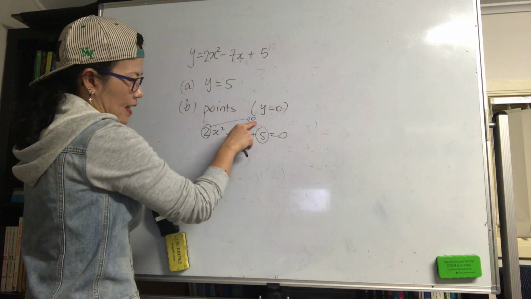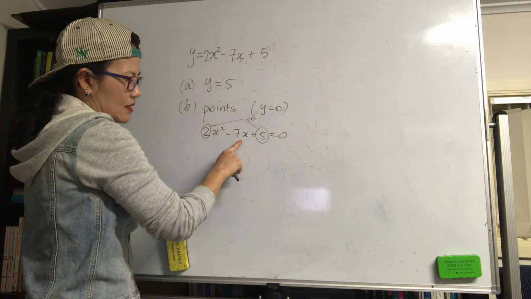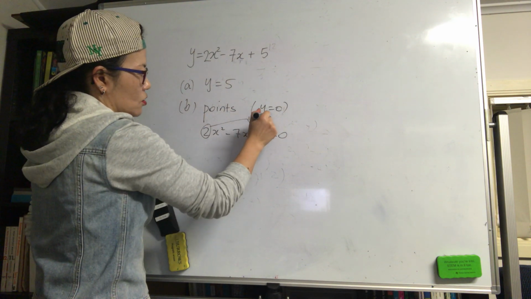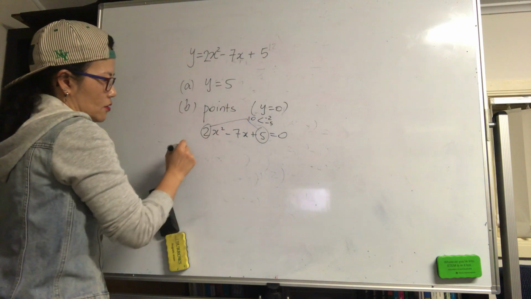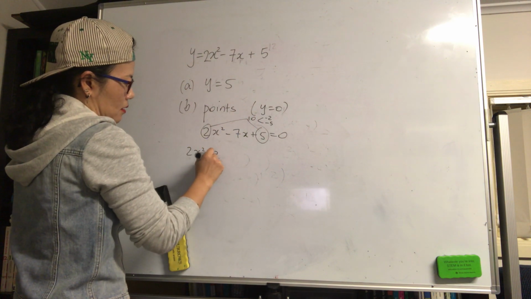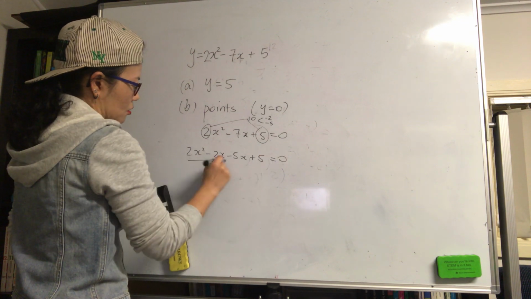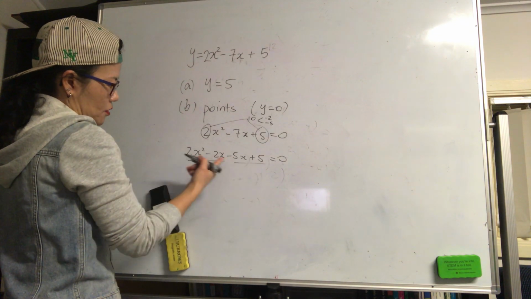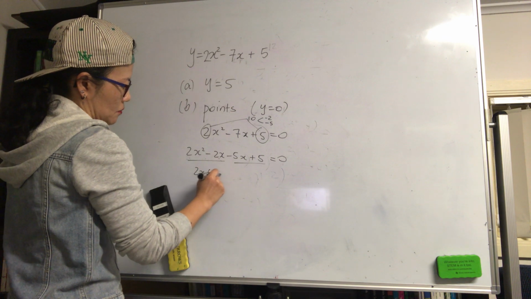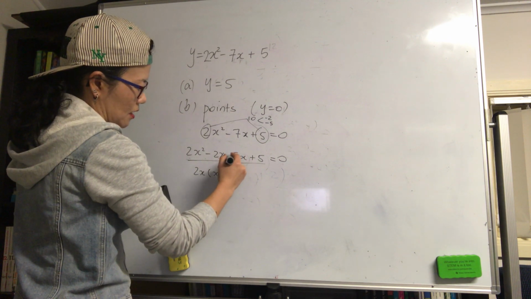The factors of 10, when you add them together, minus 7 will be minus 2 and minus 5. So what I'm going to do here is 5x plus 5, and then I'm going to do groupings here. So what's the common factor? 2x. X minus 1. I'm taking minus 5 out.